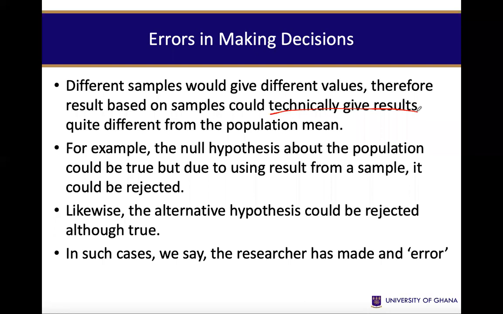So, for example, we can make a claim about the null hypothesis, and that claim will not be true, and it can be rejected. Now let me just read what we have here. The null hypothesis about the population could be true, but due to a result from a sample, it could be rejected. So there's a chance that you can reject a null hypothesis which was actually true. And there's also a chance that you can reject an alternate hypothesis which is actually true.